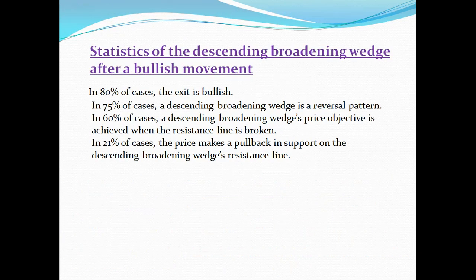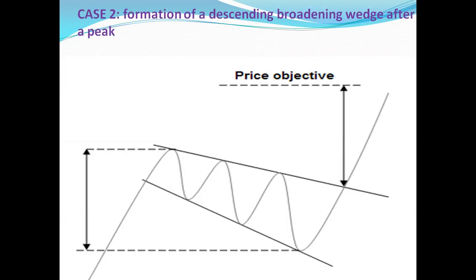Statistics on the descending broadening wedge after bullish movement: in 80% of cases the exit is bullish. In 75% of cases the descending broadening wedge is a reversal pattern. In 60% of cases the price objective is achieved when the resistance line is broken. In 21% of cases the price makes a pullback to the support on the descending broadening wedge resistance line.